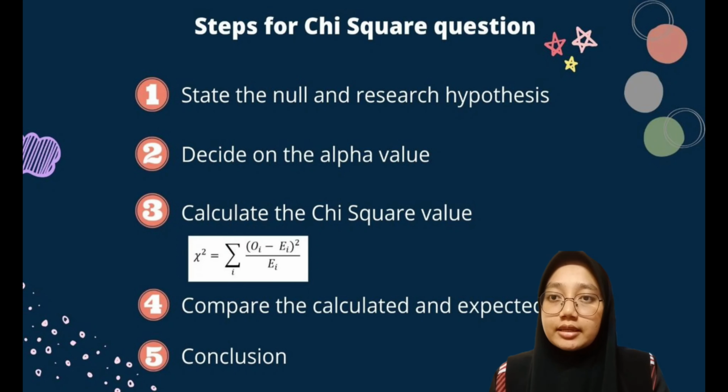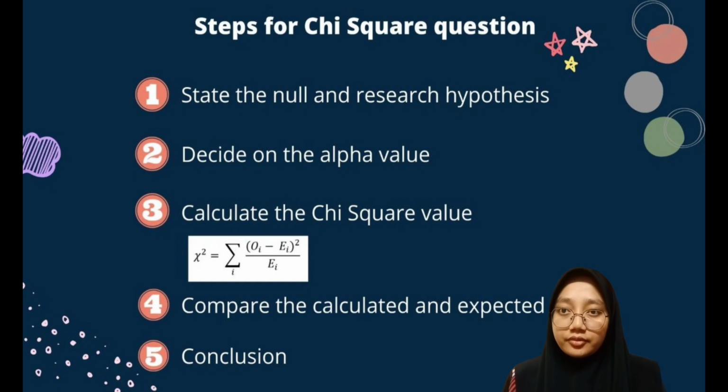For the first step, we need to state the null and research hypotheses based on the question. Next, we need to decide the alpha value, which is 0.05 for this question. The third step, we need to calculate the chi-square value using the table and the formula of chi-square, which equals the sum of observed value minus expected value squared divided by expected value. For the fourth step, we need to compare the calculated value and the critical value. We can find the critical value in the chi-square table against the degrees of freedom, which is the number of categories minus 1. Lastly, we need to make a conclusion on whether the null hypothesis is accepted or rejected.